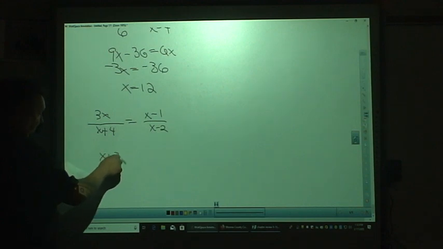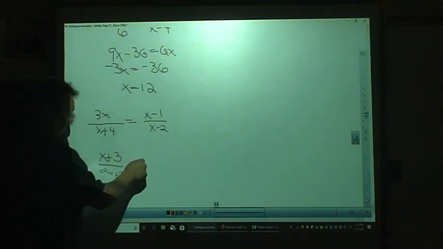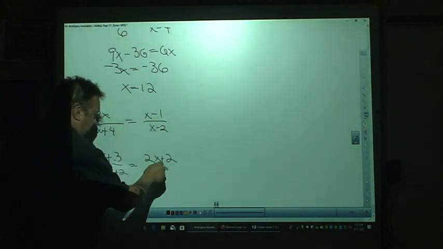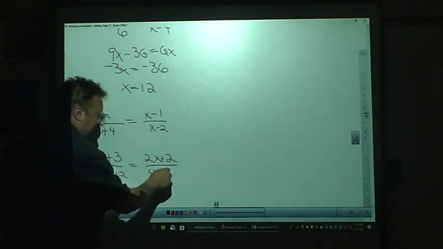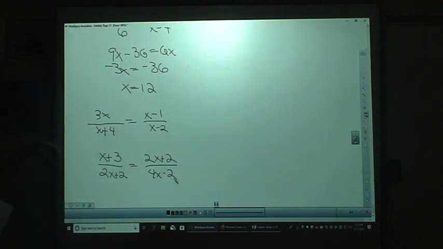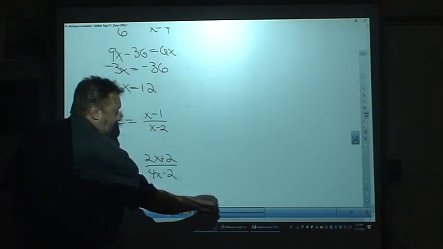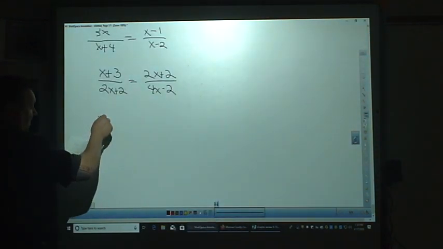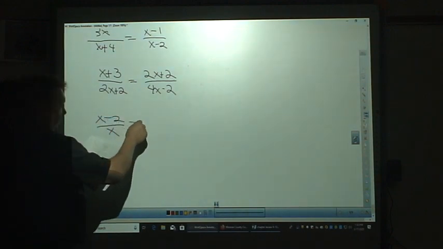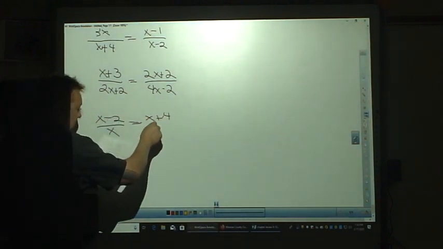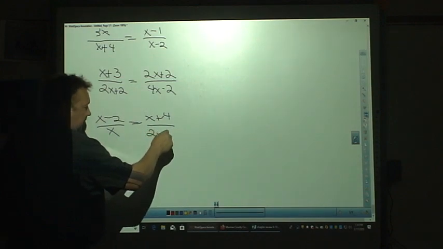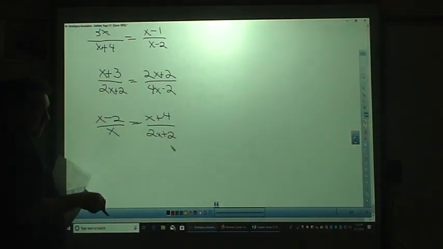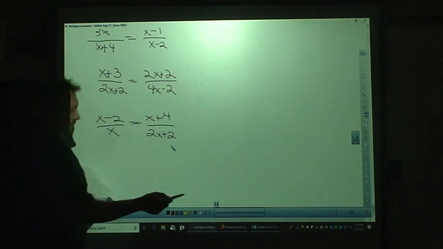For the next one, this is number 17, x plus 3 over 2x plus 2 equals 2x plus 2 over 4x minus 2. Cross multiply, quadratic formula, or factor. And finally, x minus 2 over x would be equal to x plus 4 over 2x plus 3. Cross multiply, quadratic, or factor.